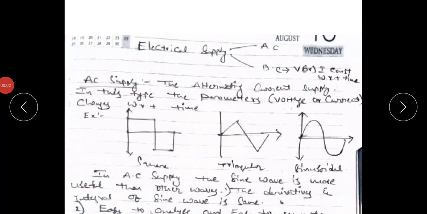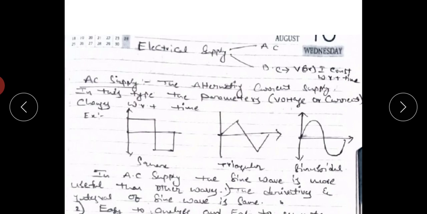Okay, now I would like to explain some basic definitions in Unit 3. First, electrical supply. The electrical supply is basically divided into two types, AC supply and DC supply. Electrical supply has parameters: voltage and current are the parameters of the supply. In DC supply, the parameters voltage or current are constant with respect to time. AC means alternating current supply, DC means direct current supply.